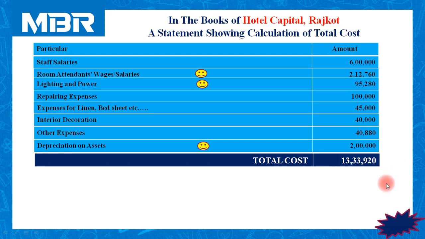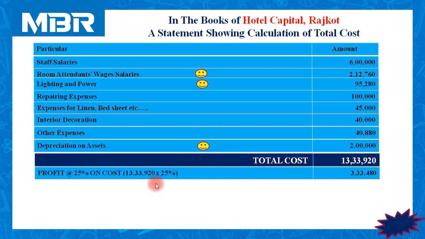Let us charge the profit on this total cost. As per the information given in the question, we need to charge a 25% profit on cost. So without wasting much time, as we have the figure of total cost over here, 13,33,920, 25% of this cost would come to rupees 3,33,480.